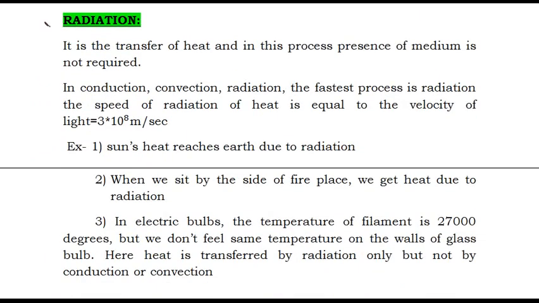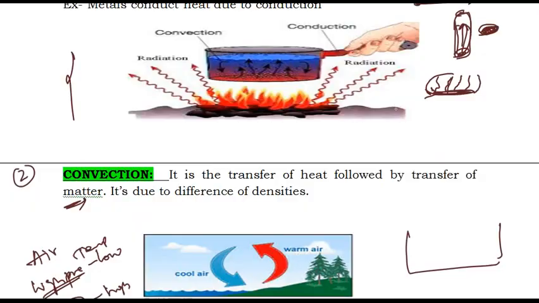And the third one is radiation. It is a transfer of heat, and in this process a medium is not required. You don't require any medium. See here, when you put a container on the stove, water is heated. Even if you hold the container slightly above the stove, the water will be heated, because this process is called radiation. You don't need any matter to pass this heat from one place to another. That is the process called radiation. This is the best example.